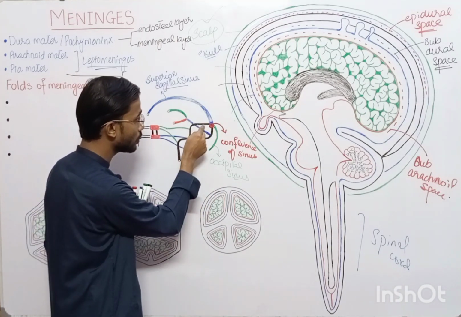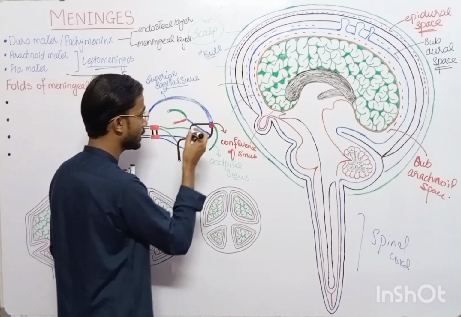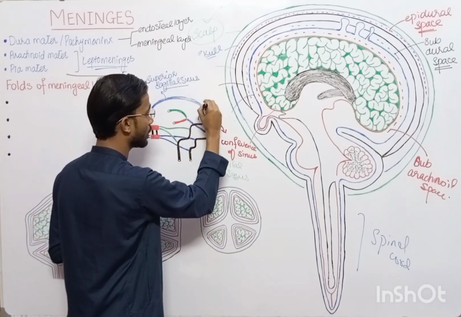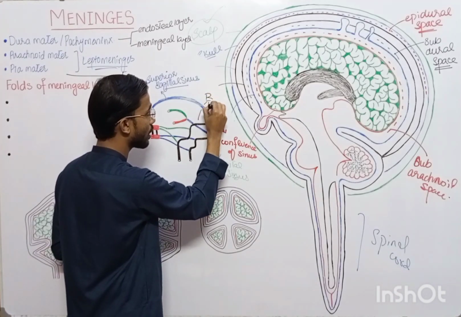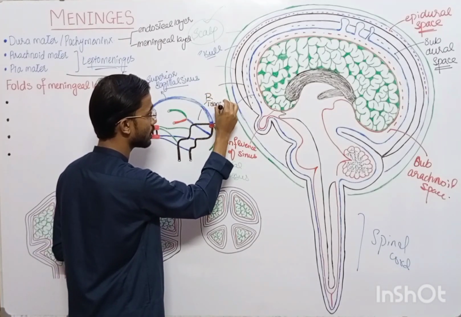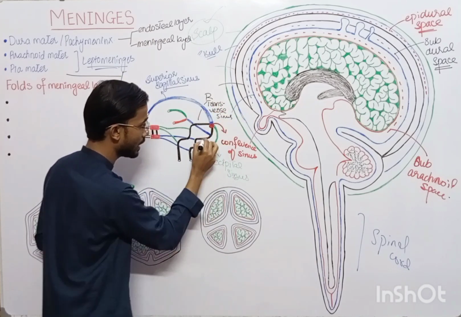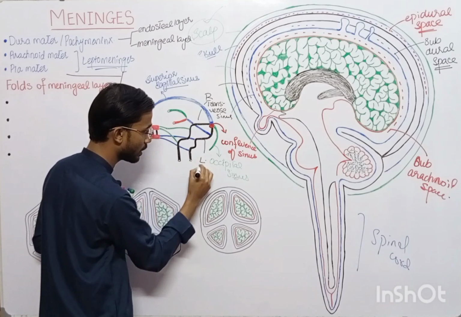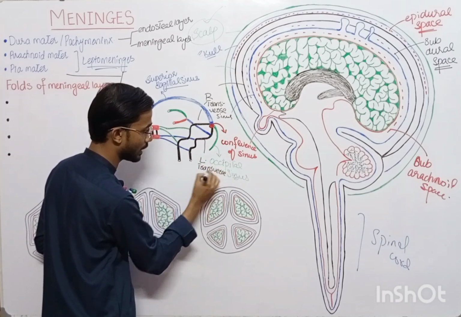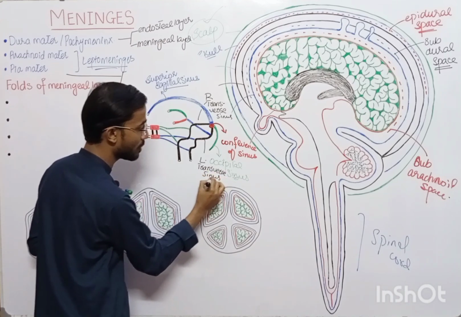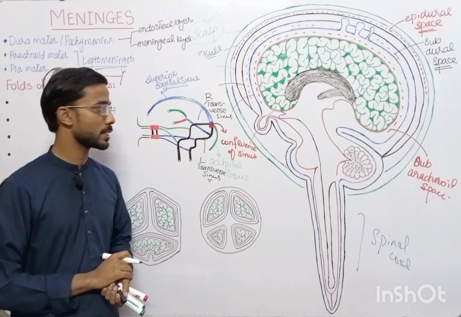Next, two further sinuses will also evolve, and these are basically this one, the right transverse sinus, and here is the left transverse sinus. So these are basically the left transverse sinus and the right transverse sinus.